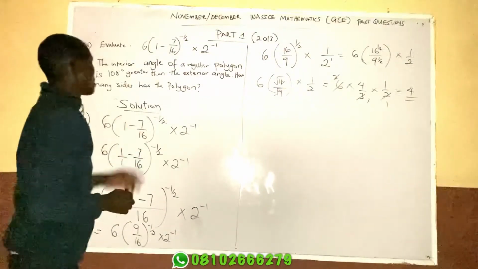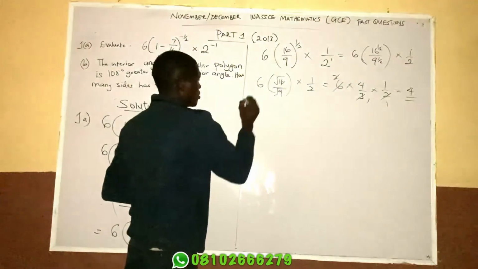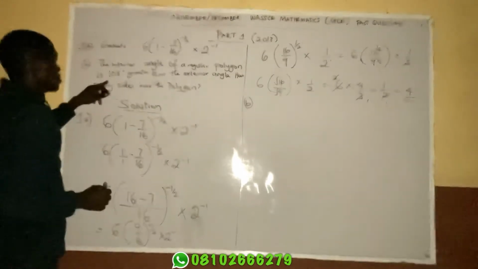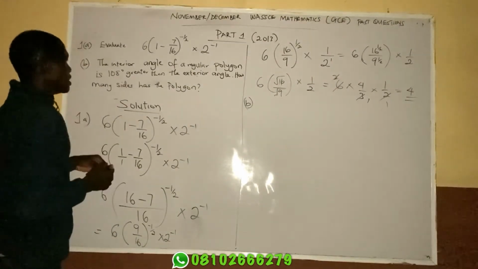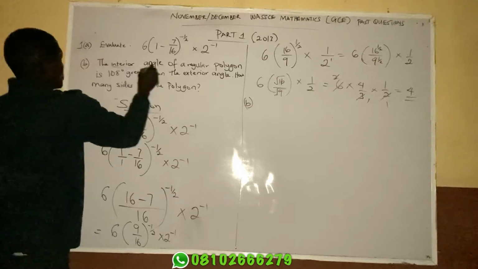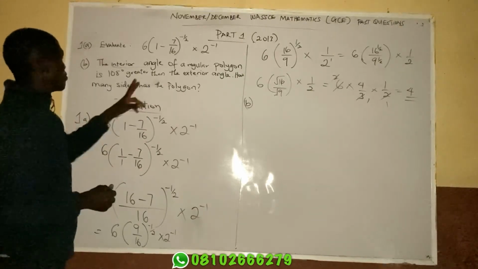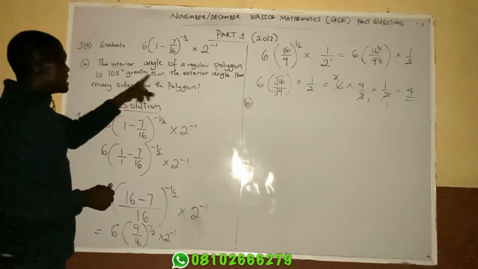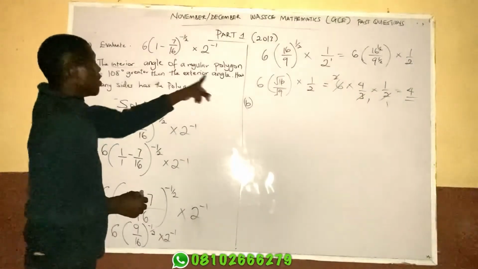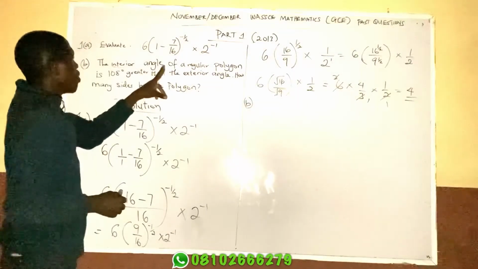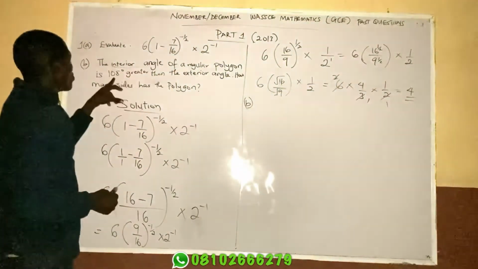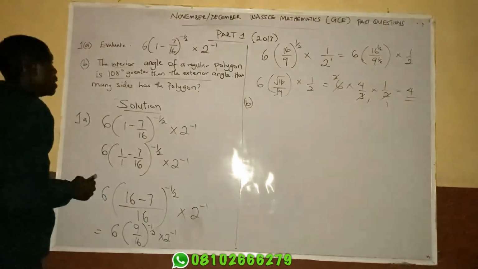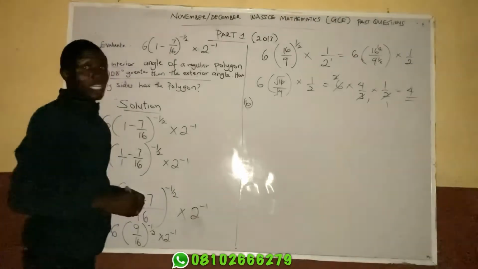That's the first question. Now, the P aspect of it says the interior angle of a regular polygon is 108 degrees greater than the exterior angle. How many sides has the polygon?